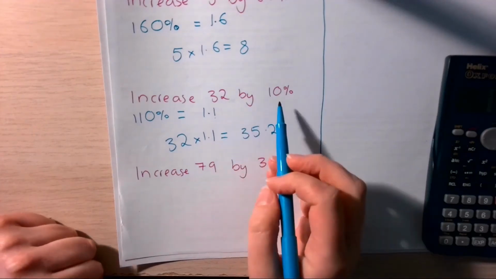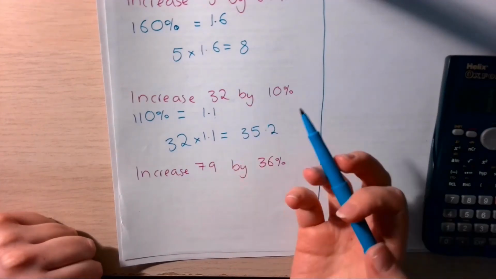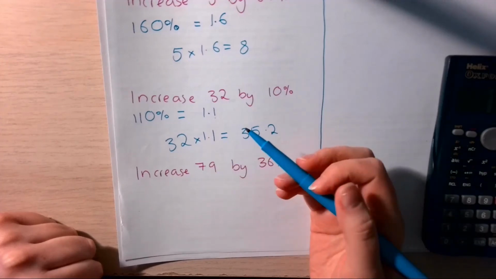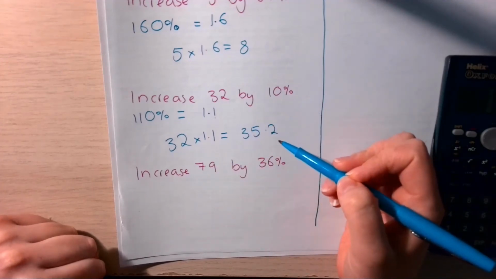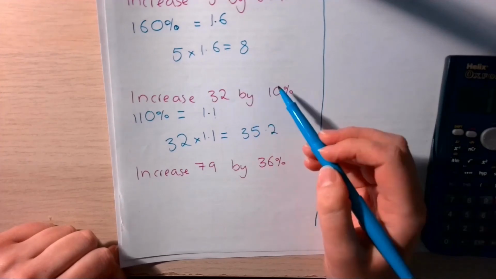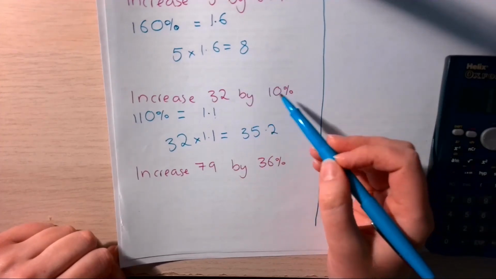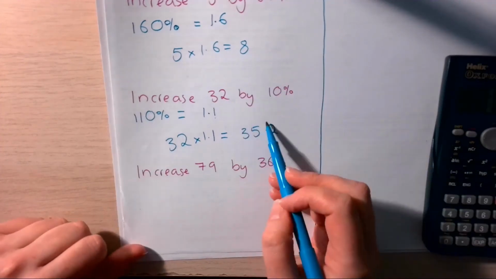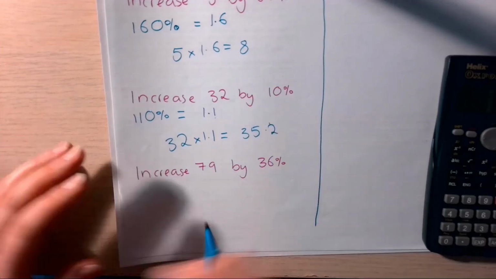You could have actually checked that anyway. 10% is quite a nice one to do without a calculator, so if it's like that, you've always got a nice way to check. But we're looking at 32 and a bit more, not loads more, 10%, okay, and we're up to 35ish. Yeah, it seems sensible.